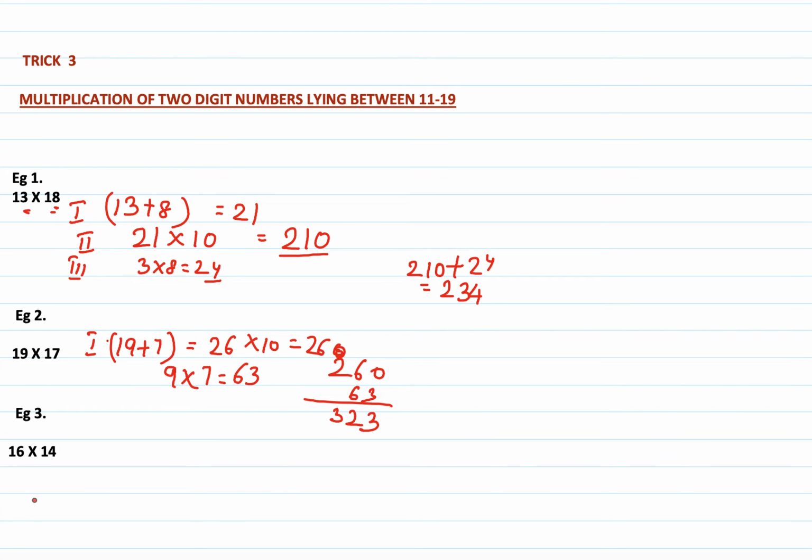Here 16 into 14, so choose 16 plus 4, it is 20, into 10, plus 6 into 4. So this is 200 plus 24, which is 224, right? So now let's check our answer also.